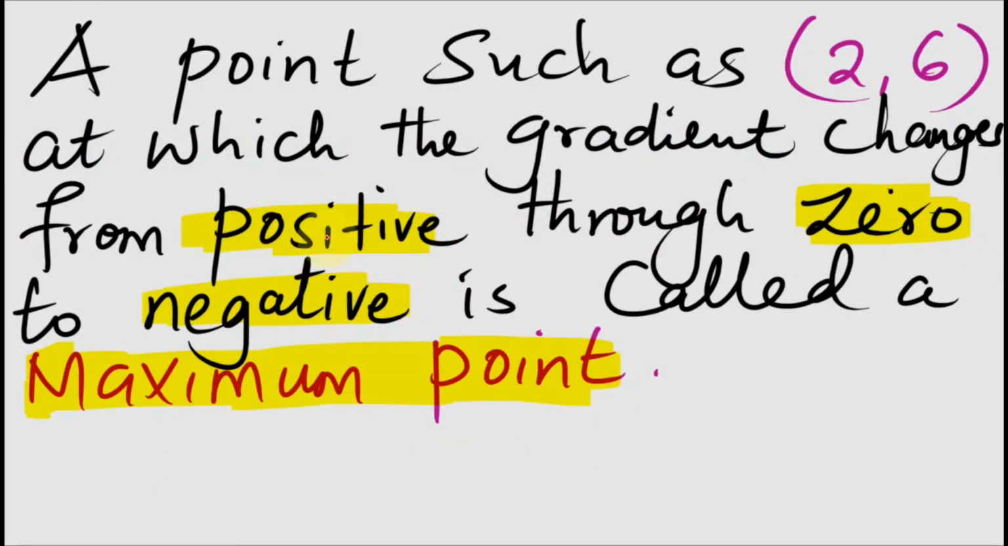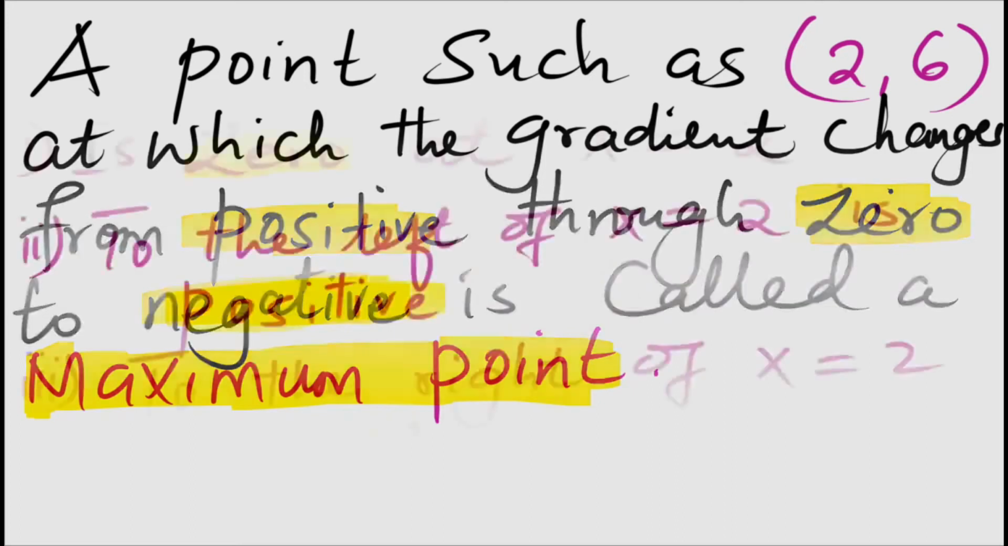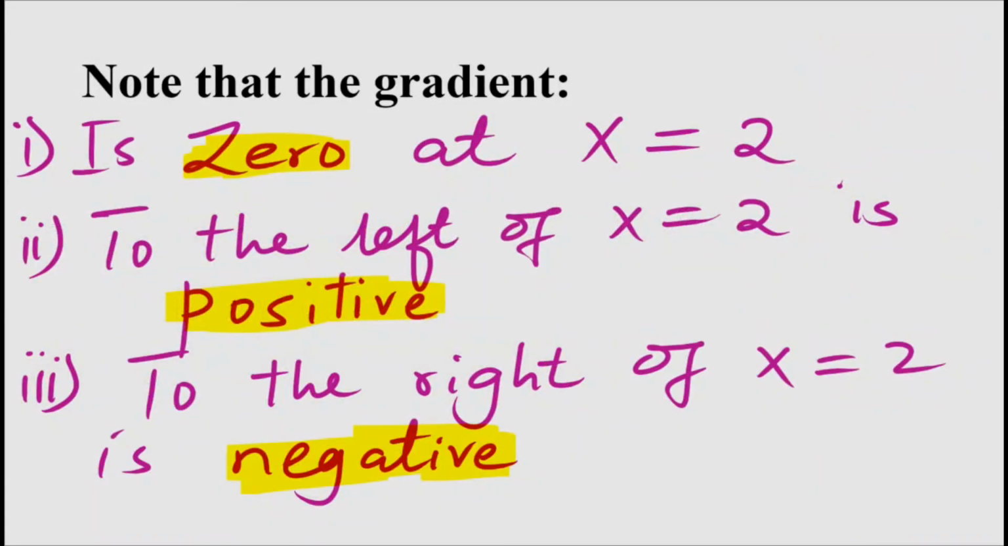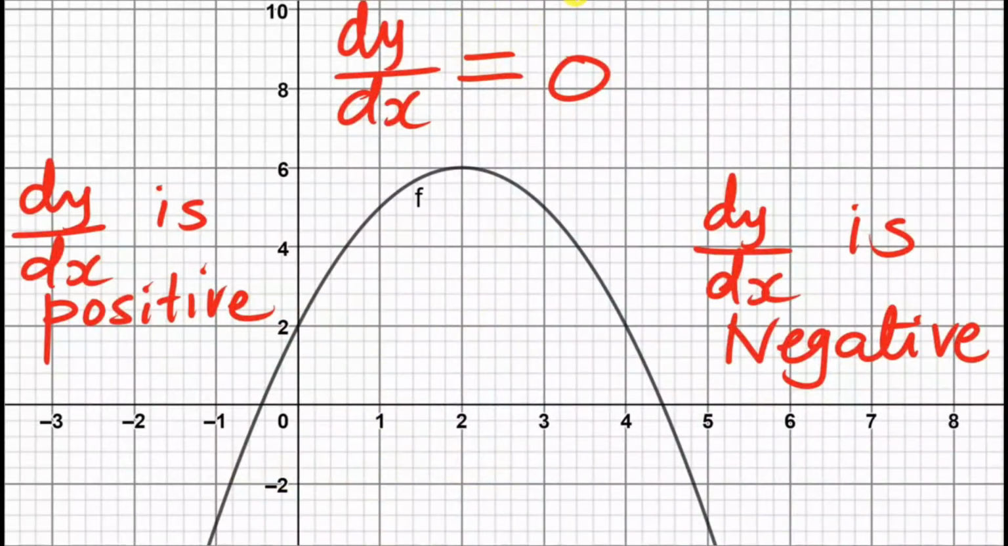Now a point such as (2, 6), at which the gradient changes from positive through 0 to negative, is called a maximum point. So in the previous slide we talked of the minimum point, but now we have this example that gives a maximum point. So this point (2, 6), this is the point. This one is a maximum point because the gradient changes from positive through this point to negative. So this point (2, 6) is referred to as the maximum point.